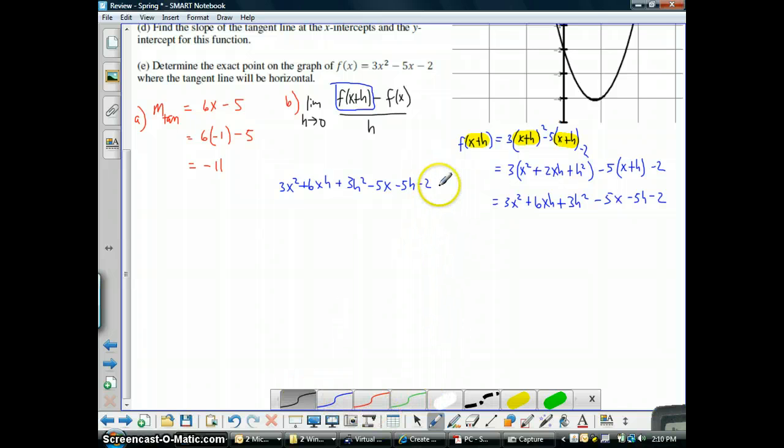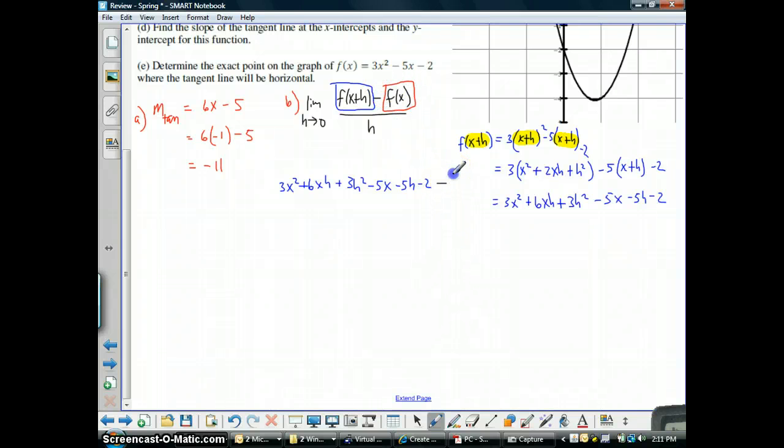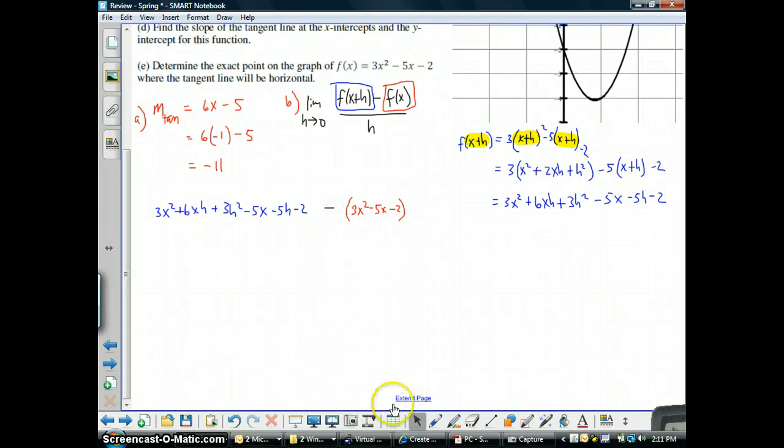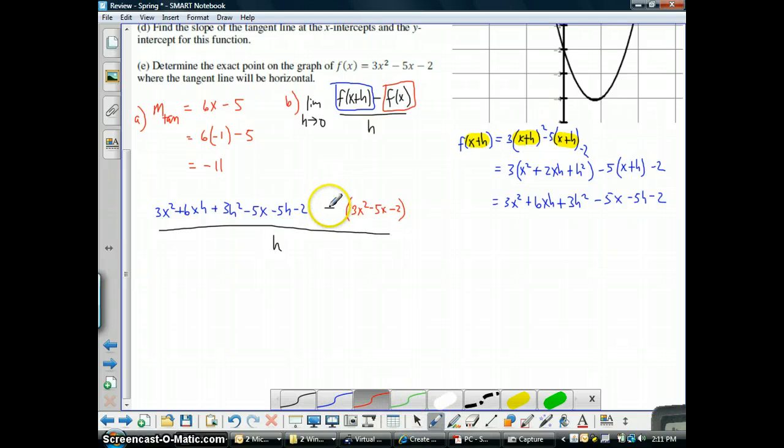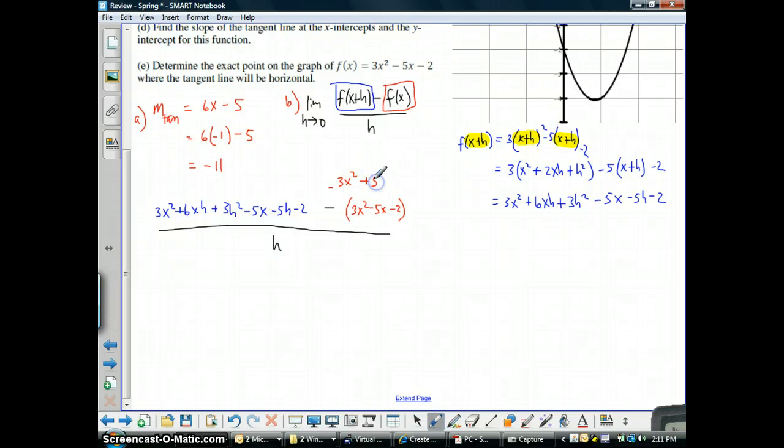Then I have to do minus, and then there's no work to do here, but I still need to make sure to put that in parentheses because I'm subtracting all of it. And that's still all divided by h. So this part over here, this minus all of this, is going to become minus 3x squared plus 5x plus 2, because negative times negative is positive.